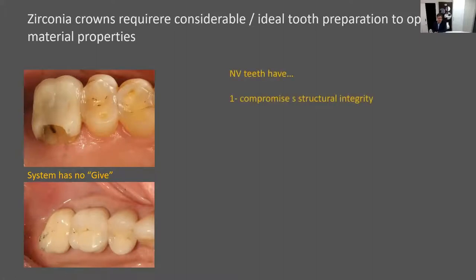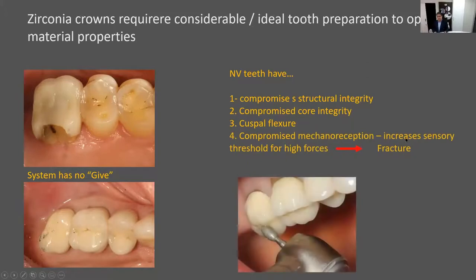And the problem is that we know that non-viable teeth have compromised structural integrity, and not only that, but they have a core integrity that's compromised. The most important thing is that they have cuspal flexure, which is very vulnerable. With compromised mechanical reception, they're more likely to take more load. In other words, the load threshold is very high for the tooth to take it.